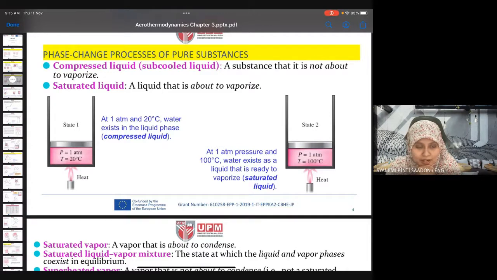Later in my next slides there is a diagram, and in the diagram you will see the process clearly. Right now I just mention the definition first. So, saturated liquid is a liquid that is about to vaporize. Compressed liquid is not about to vaporize, but saturated liquid is just the moment when the pure substance is about to vaporize, not yet in the vaporization process, but just about to vaporize.